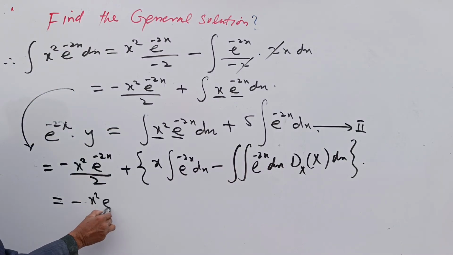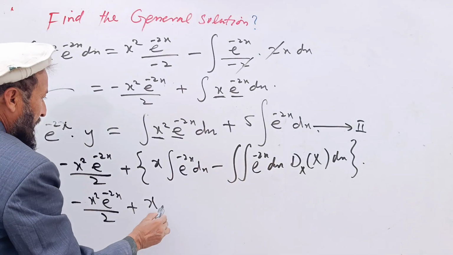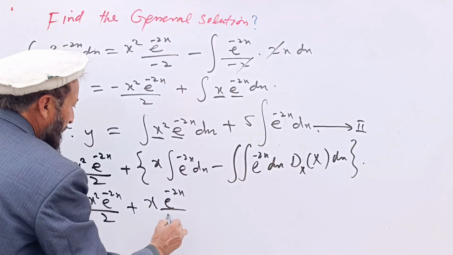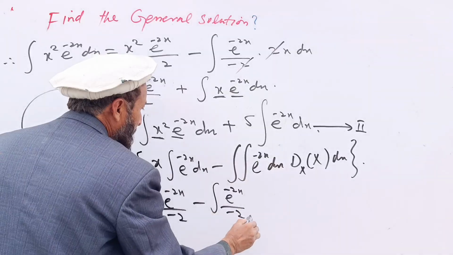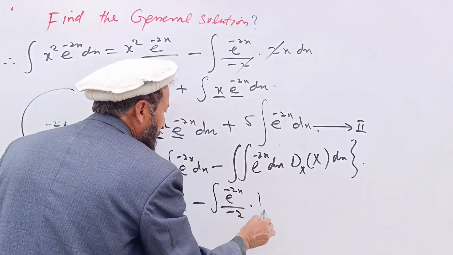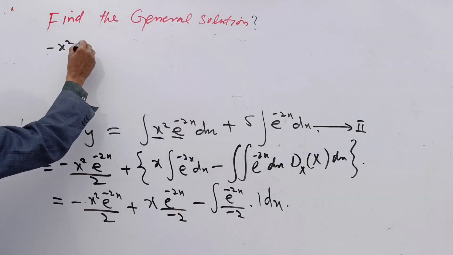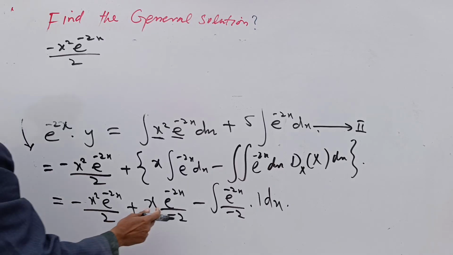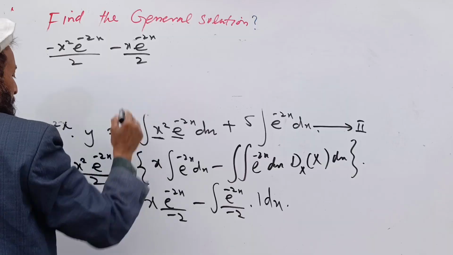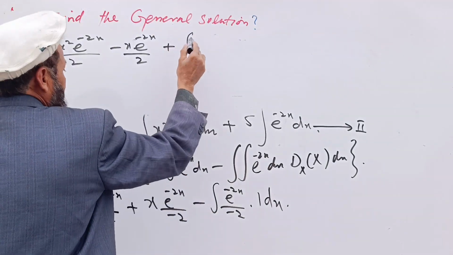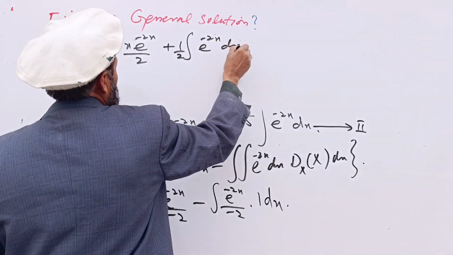Now we get minus x square e exponent of minus 2x divided by 2 plus, expanding this term also, x e exponent of minus 2x divided by minus 2, and further e exponent of minus 2x divided by minus 2, and the derivative of x is equal to 1 into dx. Minus x square e exponent of minus 2x divided by 2, and this one is minus e exponent of minus 2x into x divided by 2, and this is minus plus, and the integration of 1 by 2 is outside the integration, e exponent of minus 2x into dx.